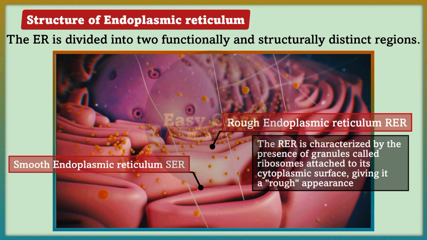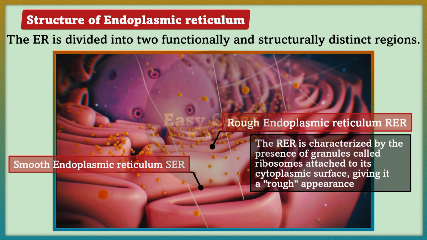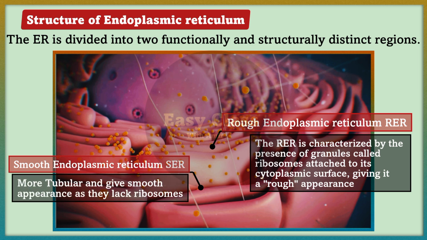The RER is characterized by the presence of ribosomes attached to its cytoplasmic surface, giving it a rough appearance. The SER lacks attached ribosomes, giving it a smooth appearance. It is typically more tubular in structure compared to the flattened sacs of the RER and is often found more towards the periphery of the cell.